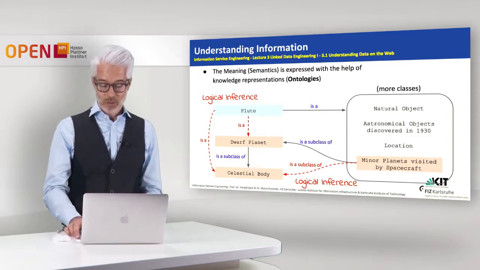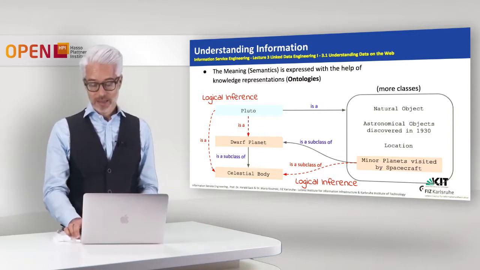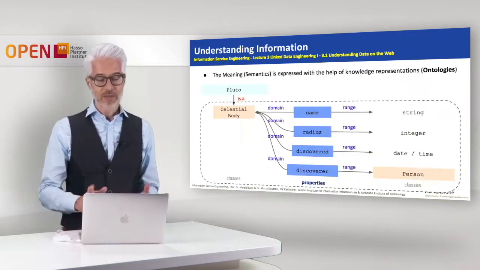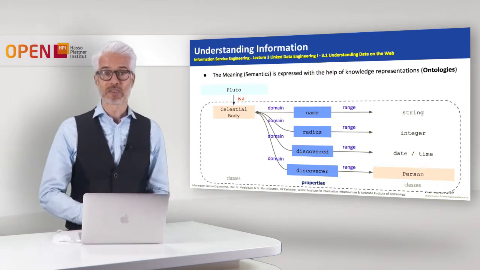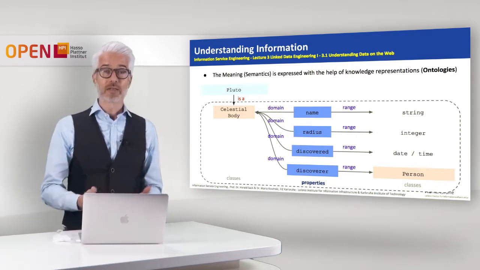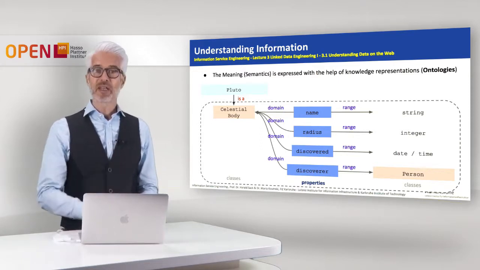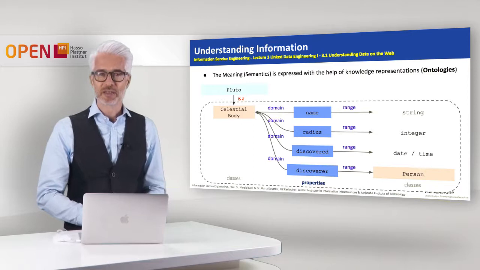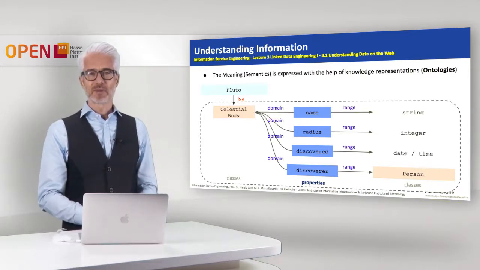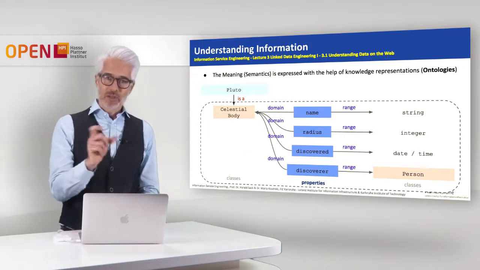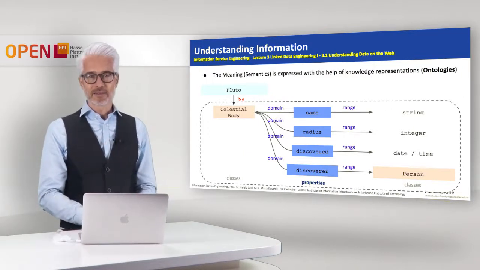So this is one important difference, and this makes ontologies much more flexible than other lightweight data structures, for example. In ontologies you can express much more. For example, you can also express the meaning of some kind of properties. So you have a property, for example, name, radius, discovered, or discoverer. And you see here these properties usually join or relate different classes together.